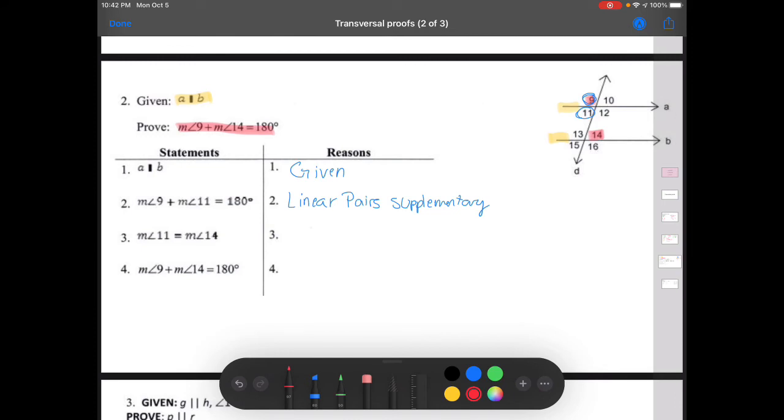And number 3 says that angle 11 is congruent to angle 14. Right, so look at that, angle 11, angle 14. Those are alternate interior angles, which are always congruent.